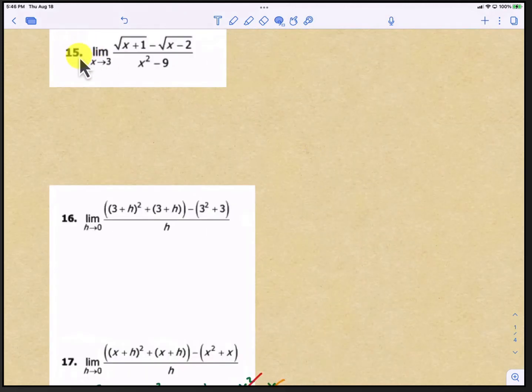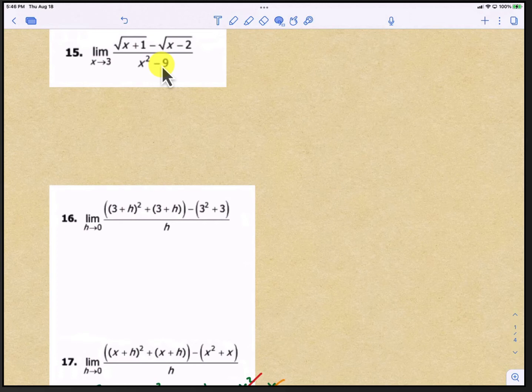Now I should mention, before we do number 15, that you should always do direct substitution first, just in case it is not the 0 over 0 case. Because if it's not 0 over 0, then you have a lot less work to do. If you plug in 3 directly for the x's, you'll end up with a 1 on the top and a 0 on the bottom. So this is a case where it's not the 0 over 0 case.